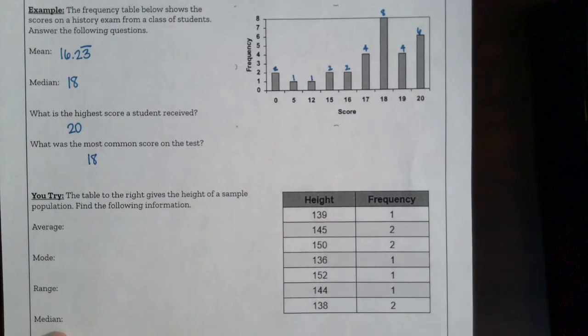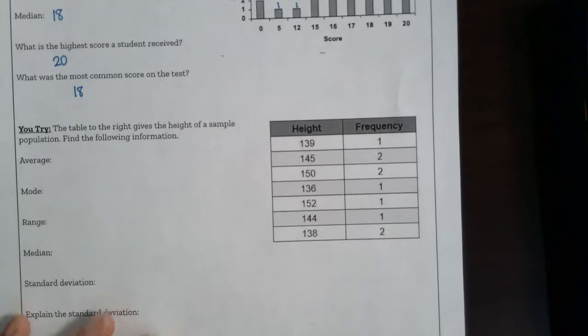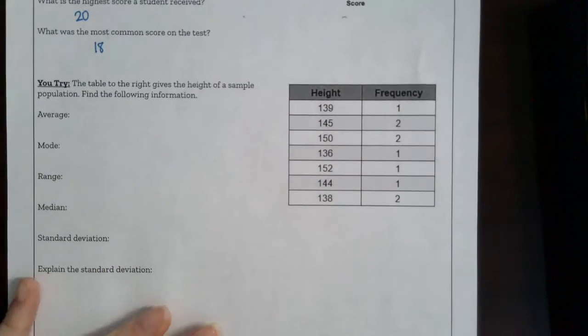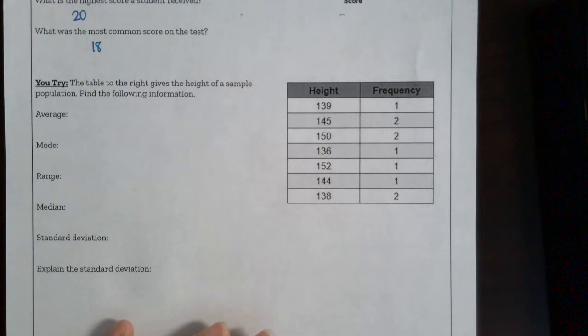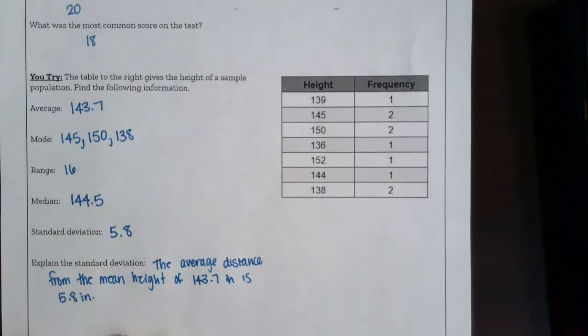So why don't you go ahead and pause the video and do the U-try right here. It's another frequency table. And then unpause it when you're ready to see the answers.